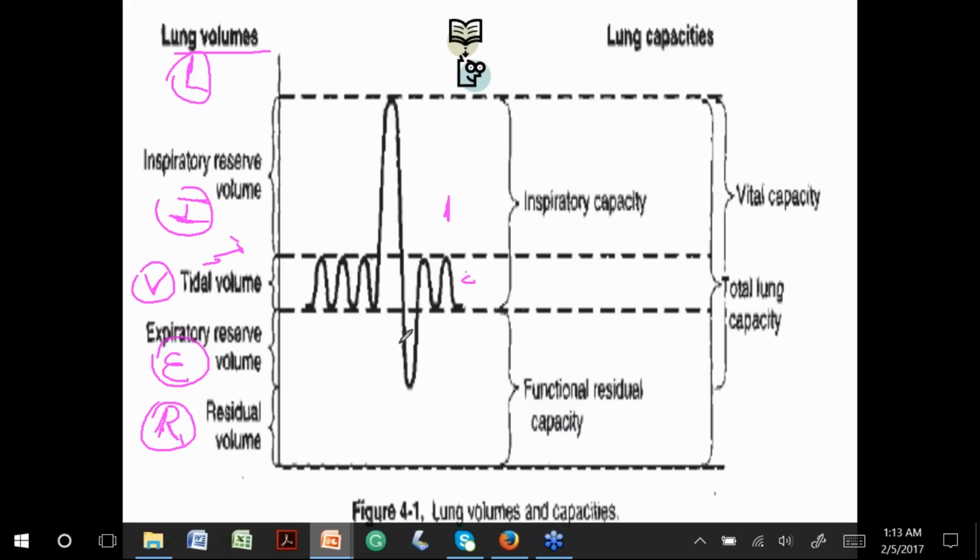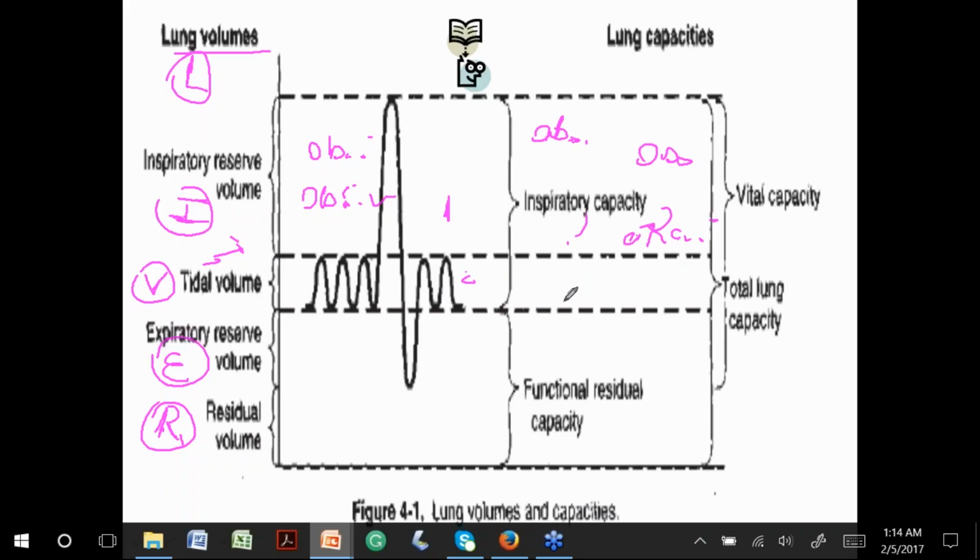One of the things that we need to remember is that these are important when you are going to differentiate between obstructive and restrictive. The pen is not working. All right. Obstructive and restrictive are the pathologies that we are going to see later.